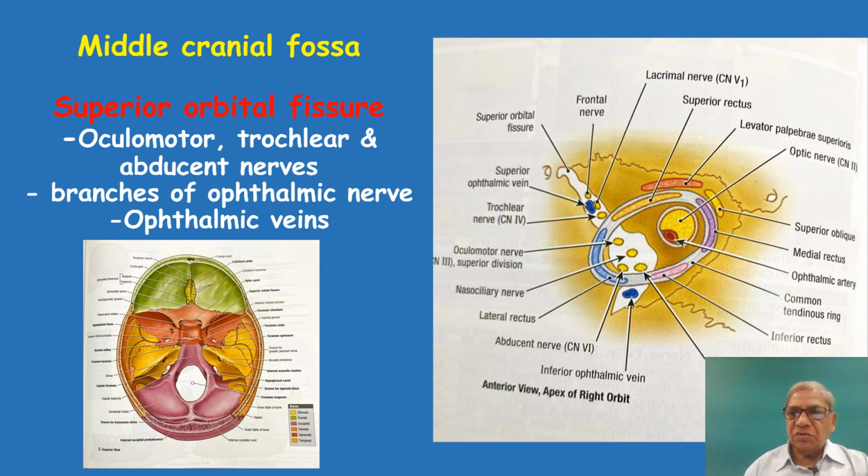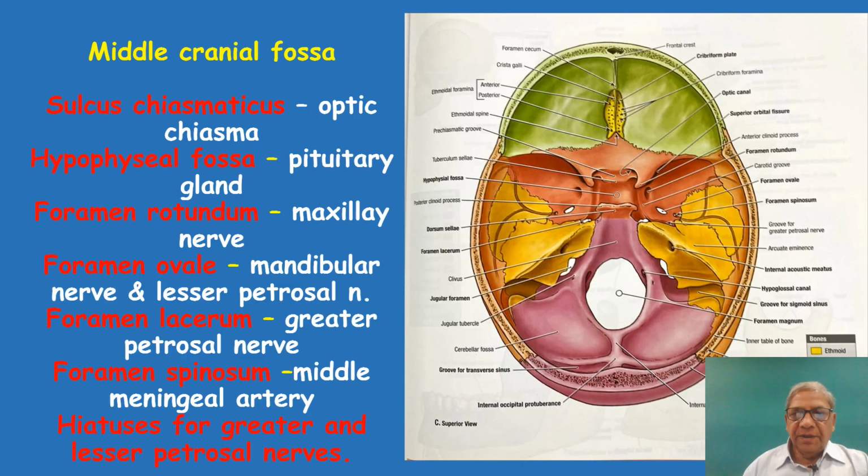Okay, let us go to the other structures which pass through various foramina of the middle cranial fossa. In the middle cranial fossa, the structures seen are the foramen rotundum. I am putting my pointer onto the foramen rotundum on either side of this hypophyseal fossa. He may ask you what lies in this hypophyseal fossa, which is a midline fossa. You should say that the anterior pituitary lies here.